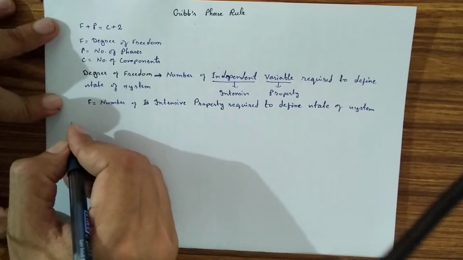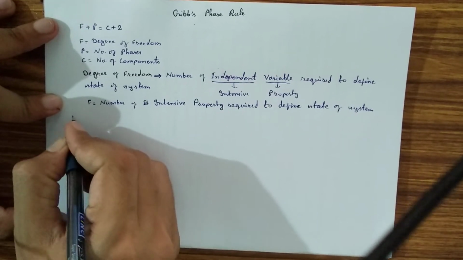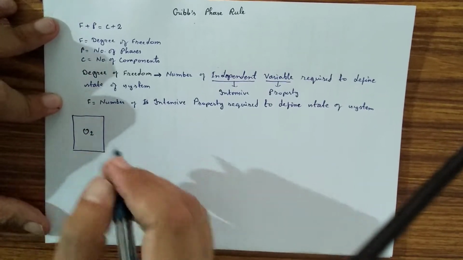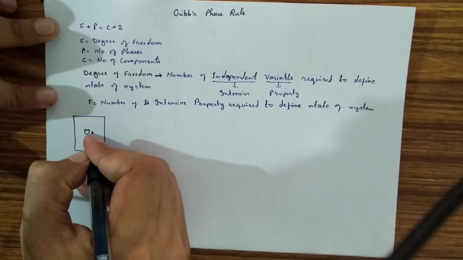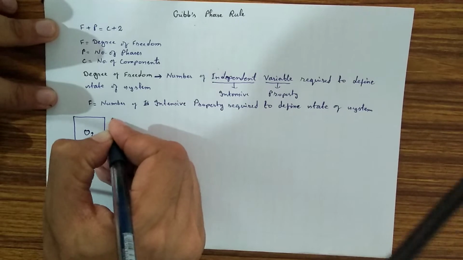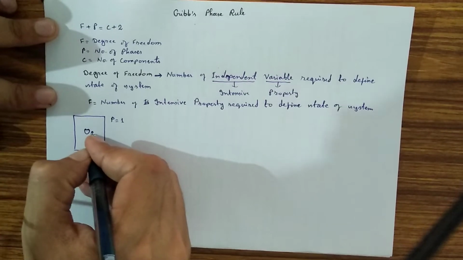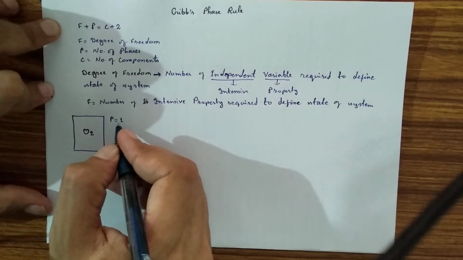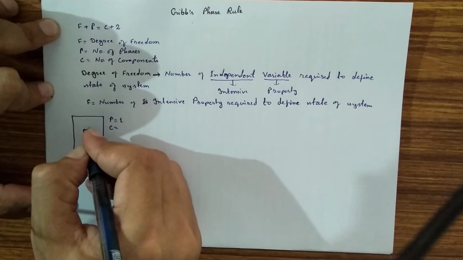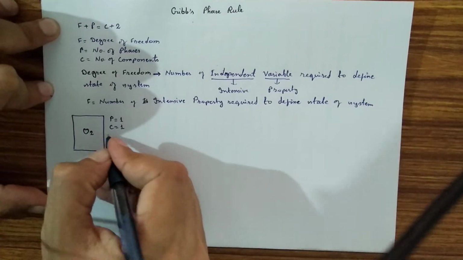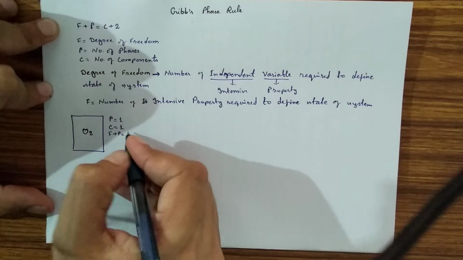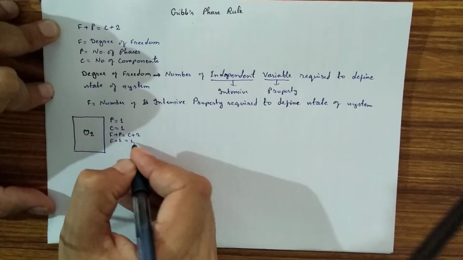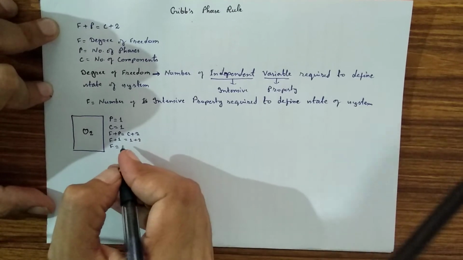Let us consider one container which is having O2 inside. So this container is having oxygen gas, that is, it is having phase 1, since oxygen is present in only one phase here, in gaseous form. So number of phases is 1, only one oxygen is there, so number of components is also 1. Using the formula F plus P equals C plus 2, F plus 1 equals 1 plus 2, we will get degree of freedom as 2.